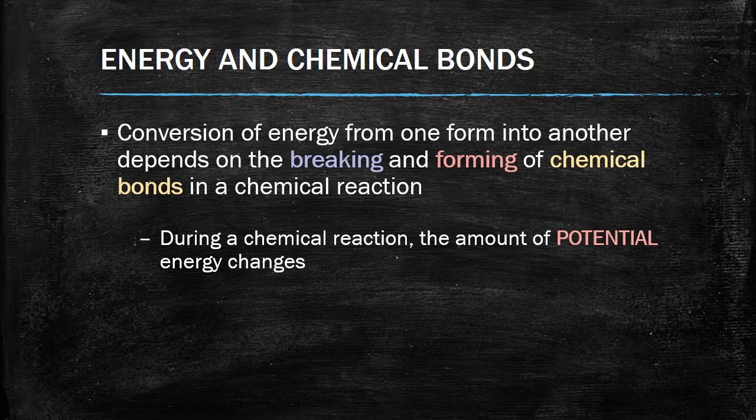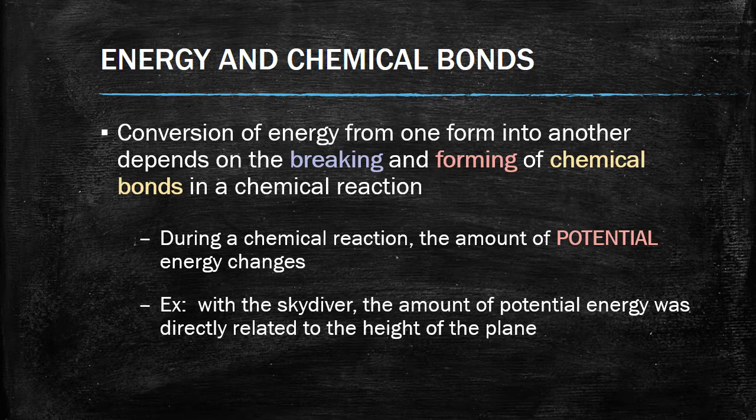When the bond is intact, the bond has a high potential energy, and once the bond is broken, the energy gets released and the potential energy will decrease. So for example, with our skydiver again, the amount of potential energy was directly related to the height of the plane. Depending on the height of the plane, that would dictate how much potential energy that skydiver had.